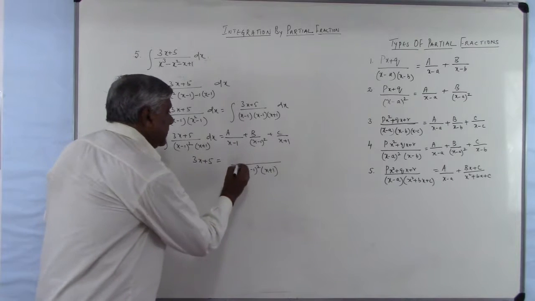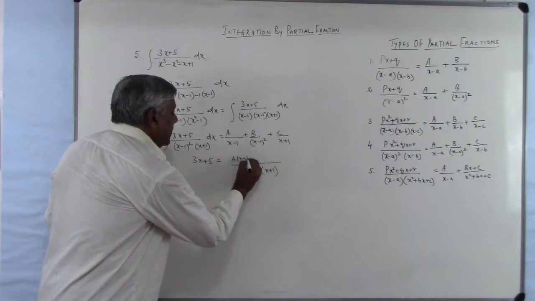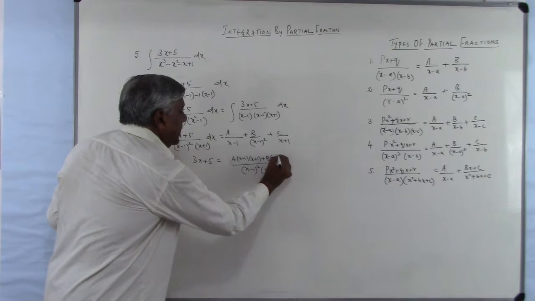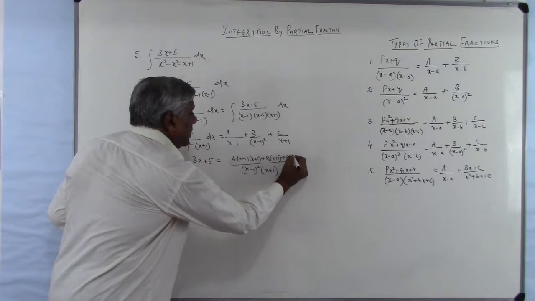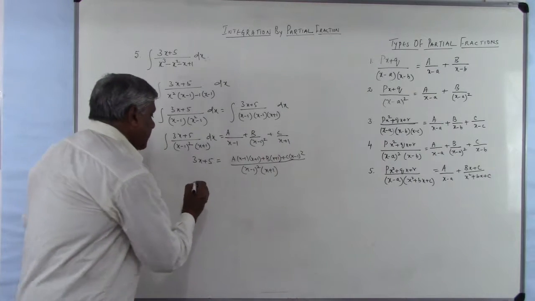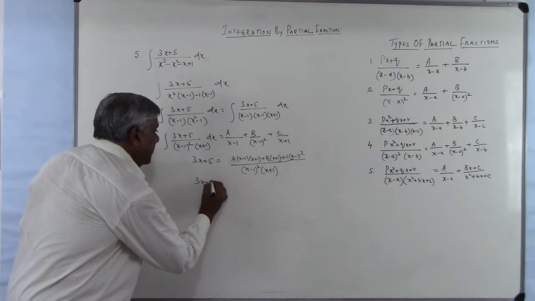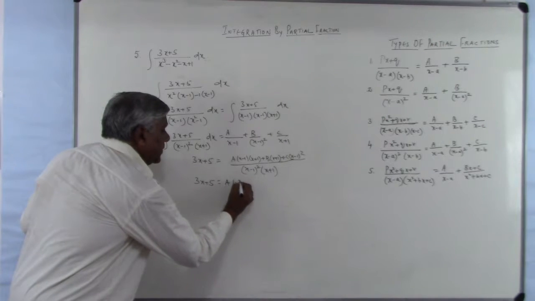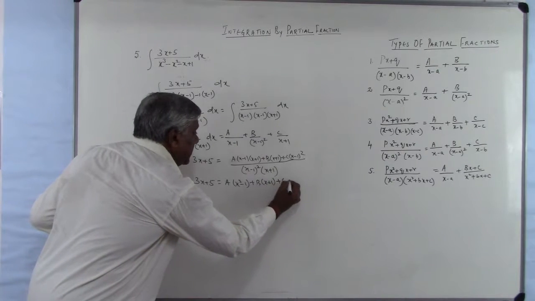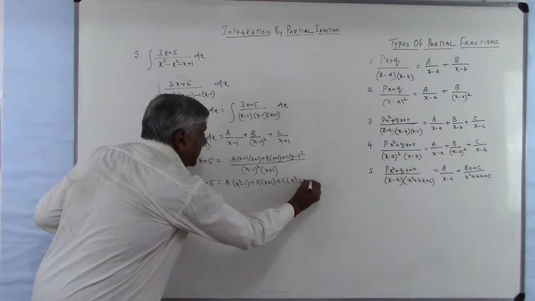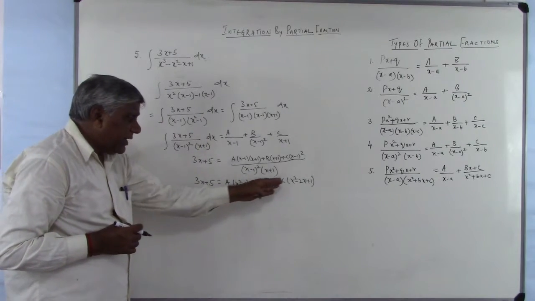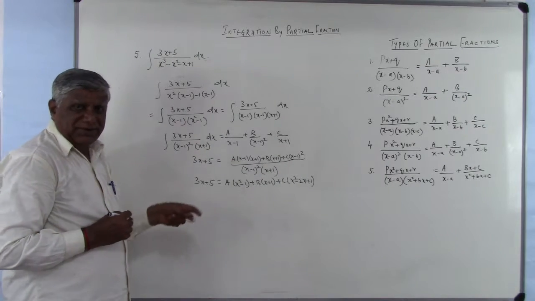Now this is equal to what? A into x minus 1 into x plus 1 plus b into x plus 1 plus c into x minus 1 whole square. Therefore 3x plus 5 is equal to a into x square minus 1 plus b into x plus 1 plus c into x square minus 2x plus 1. We are writing it like this. Now equate the coefficients of x square, x and constants similarly.